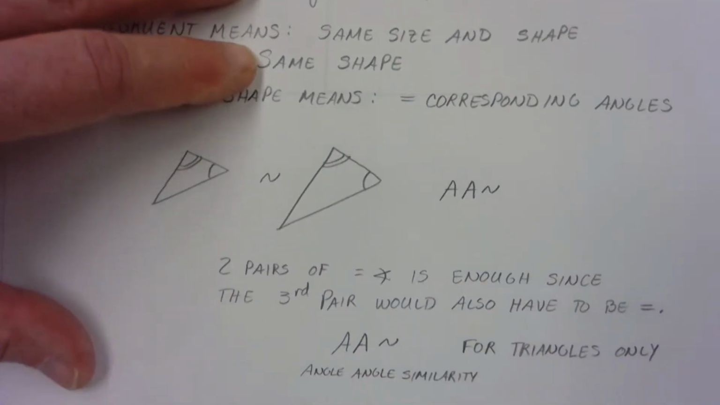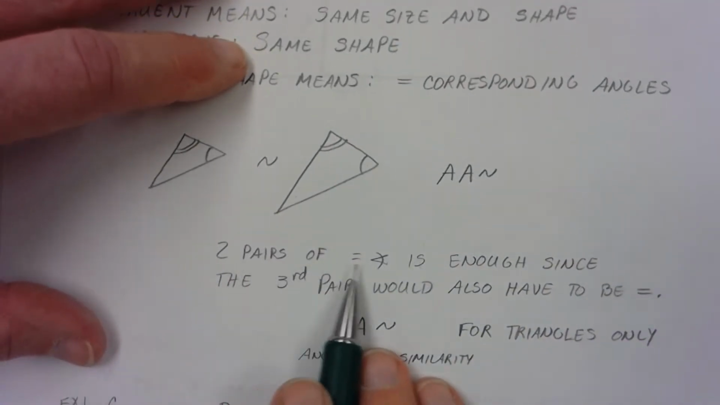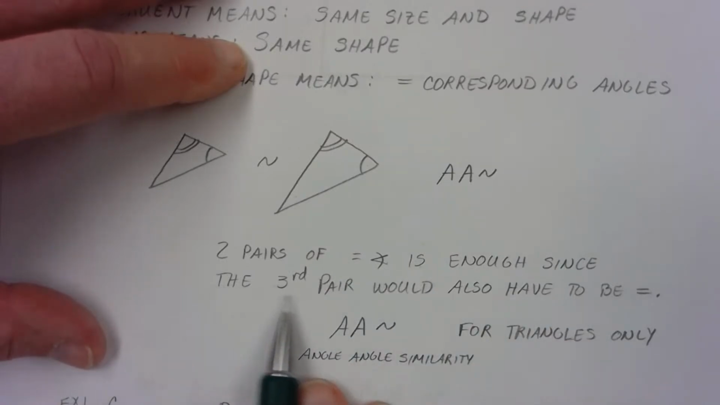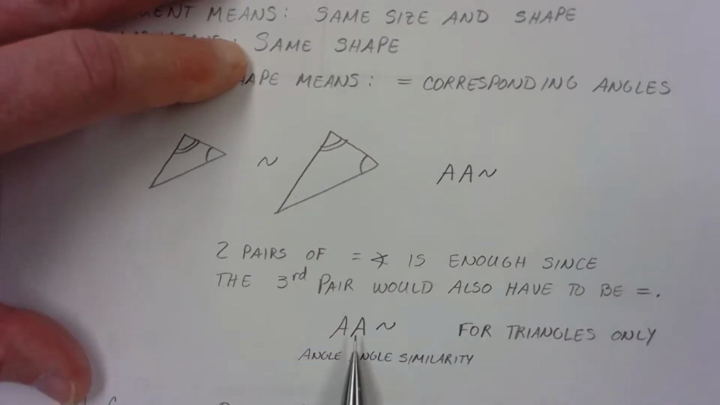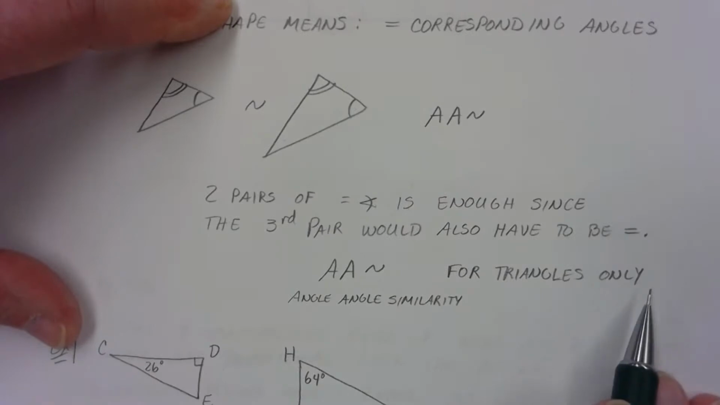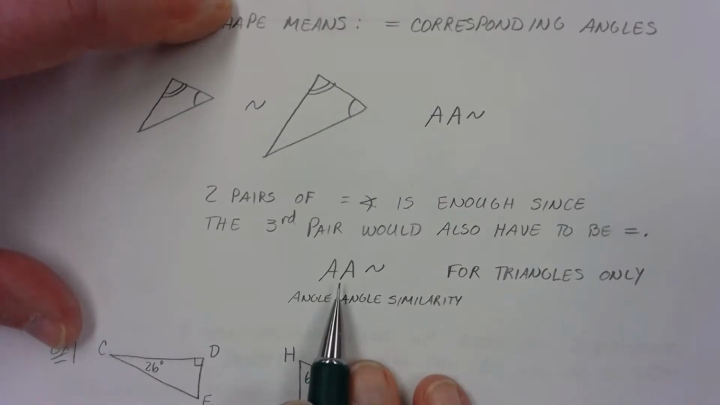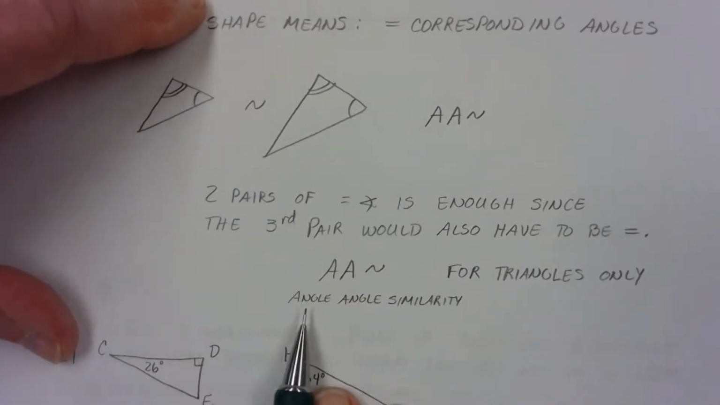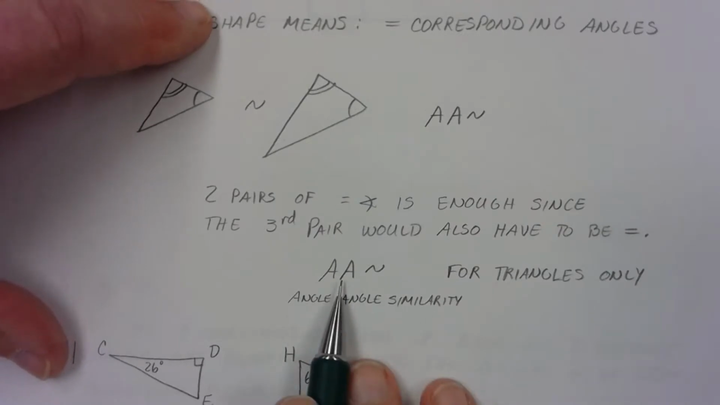So this is what it says. Two pairs of equal angles is enough, since the third pair would also have to be equal. Angle, angle, similarity for triangles only. This is only for triangles because they only have three angles, and so the third pair would have to be equal. Angle, angle, similarity is what this means.